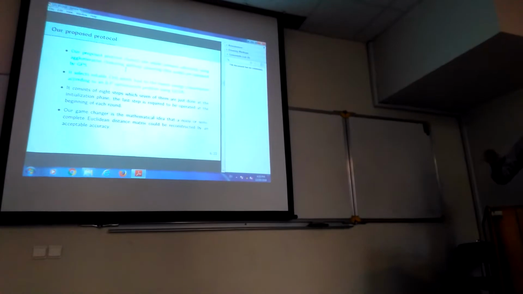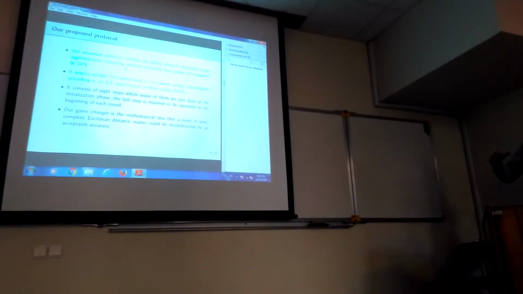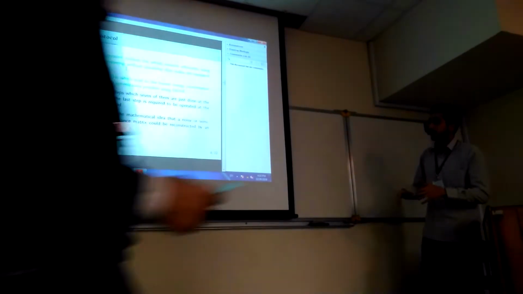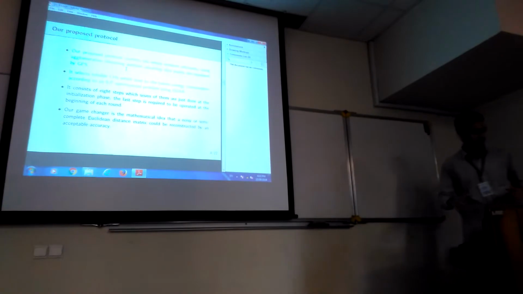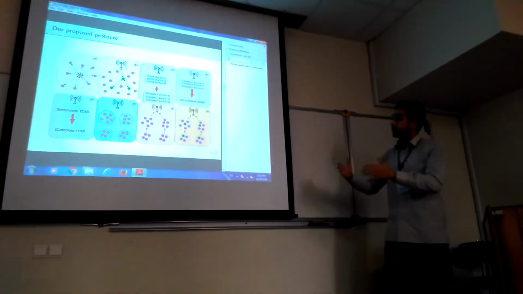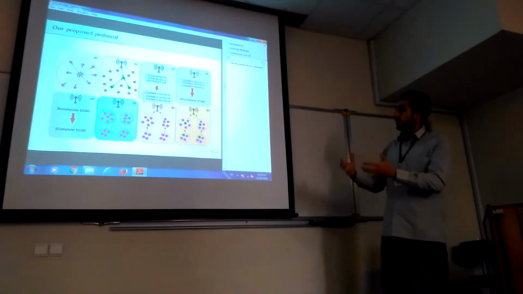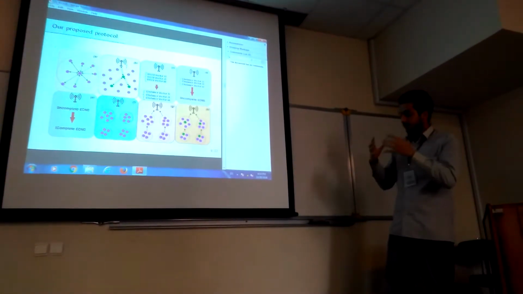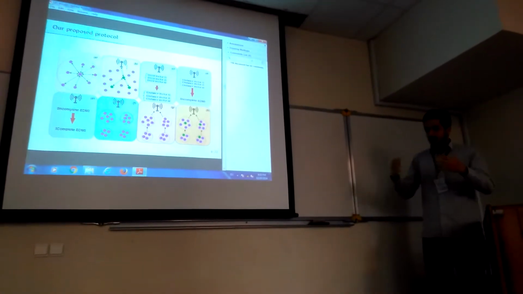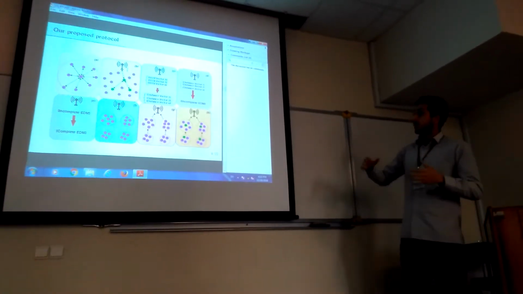And our game changer is the mathematical idea that a noisy or semi-complete Euclidean distance matrix could be reconstructed with acceptable accuracy. Here, this picture portrays all the steps of our protocol. And as you can see, our protocol is comprised of 8 steps.